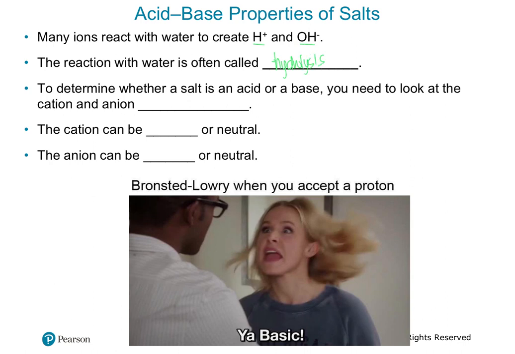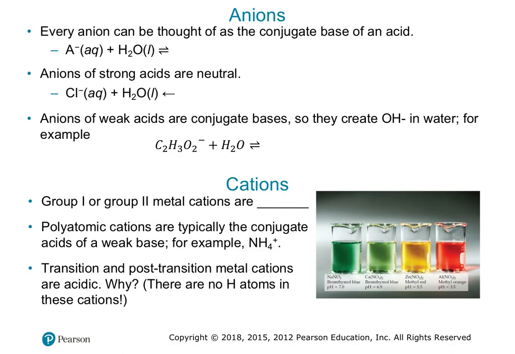And so if I have a salt, an ionic compound, so let's say MX, where M is my cation and X is my anion, I want to determine if this whole salt, if I put it in water, is going to produce an acidic solution or a basic solution. I want to look at the cation and anion separately. So the cation here could either be acidic or neutral, and the anion can either be basic or neutral. So let's talk about how that works.